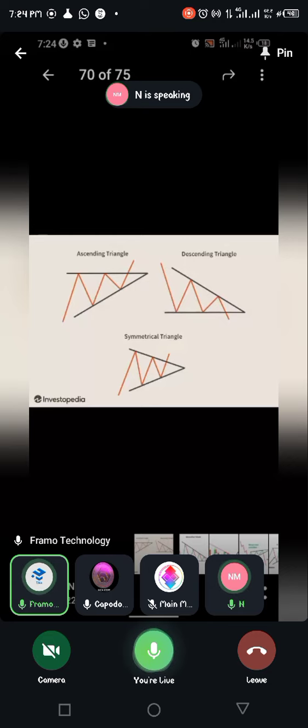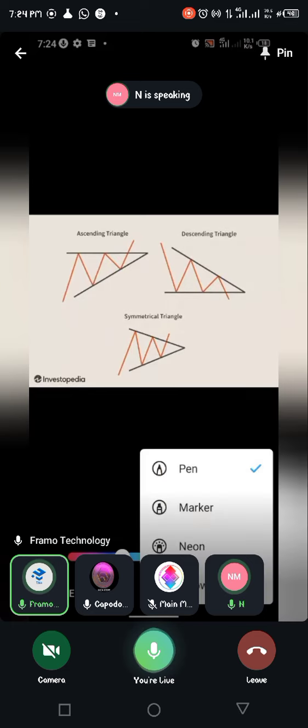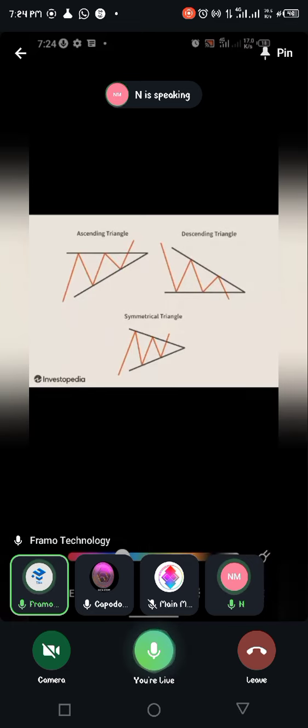So why do we say ascending triangle? For the ascending triangle, we have the trend moving up. In the first scenario, you will see we have a line moving up, an ascending line, connected with a horizontal line. These two lines connecting is what we call an ascending triangle.